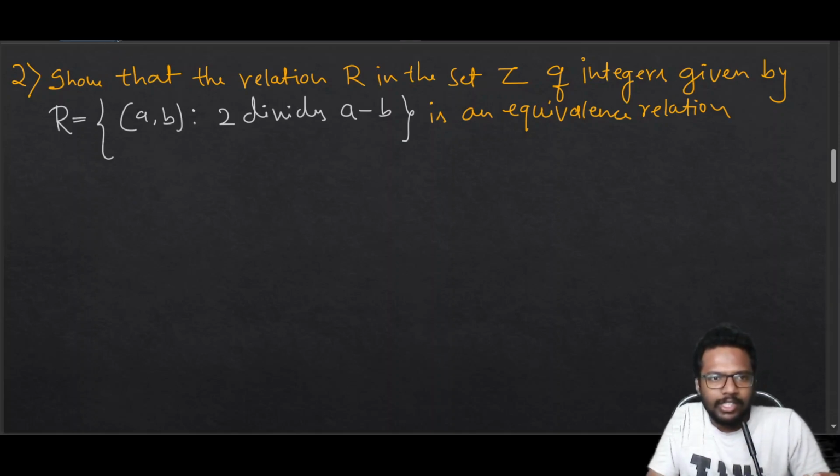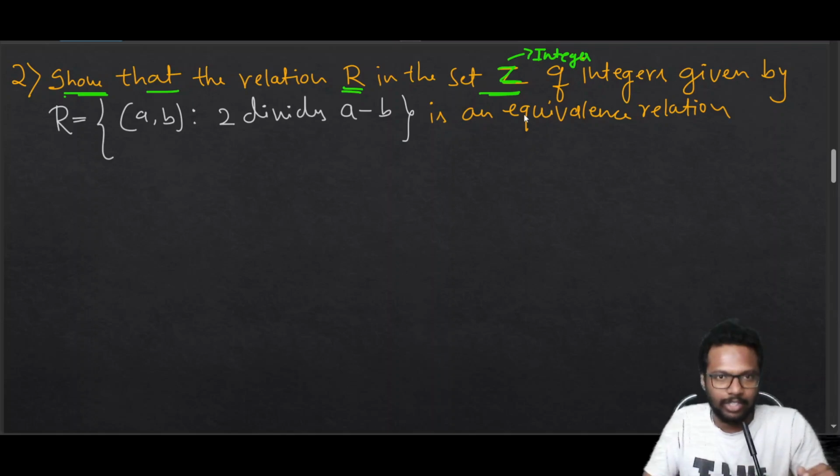So the question itself says show that. Here they have given: show that the relation R in the set Z. Z indicates the integers. Z is the symbol to denote integers. I hope you all know about integers. Integers contain 1, 2, 3, 4, 5, 6 and 0, -1, -2, -3.